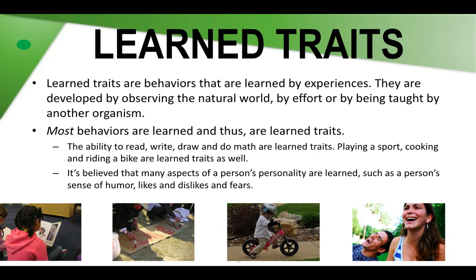So let's look at some of the pictures down there. By reading, right? You learn how to read, you develop that skill. You're still developing that skill. Or you see some kids writing, or they seem to be painting Chinese letters. They're learning to write, or learning to ride a bike. These are all learned traits. Now, most behaviors are learned, and they're learned traits, all right?